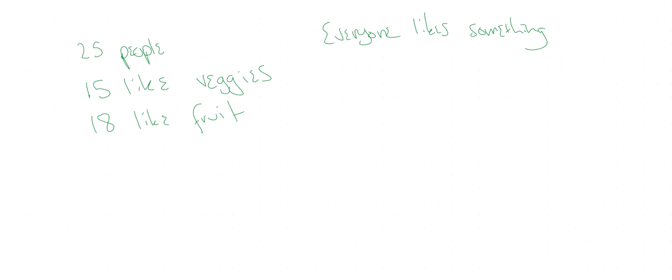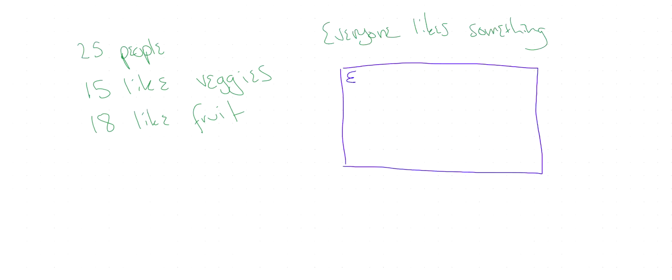The first thing we do is draw a box, right? And then there's a little E out the front, right? So that's what we normally do. Then we're going to have our two circles. This is going to be fruits. This is going to be veggies.